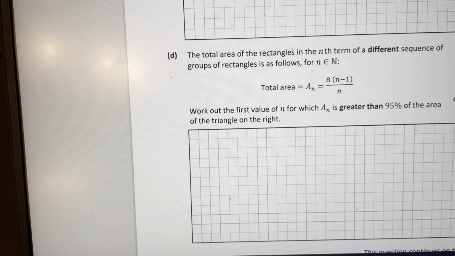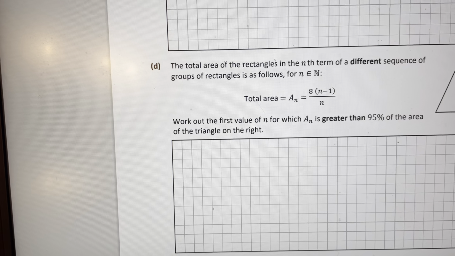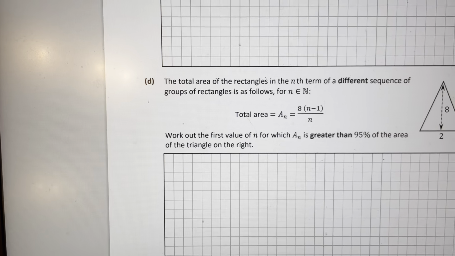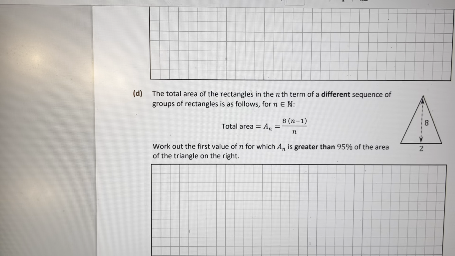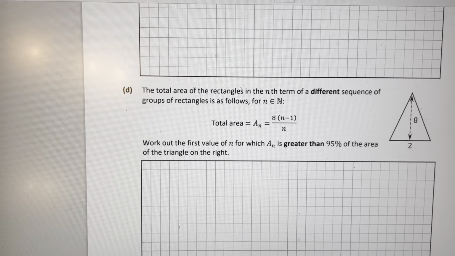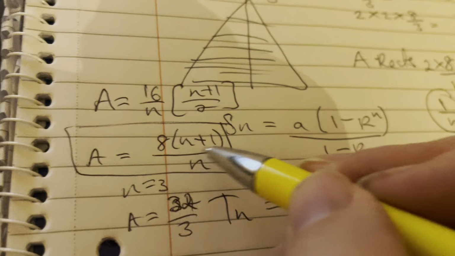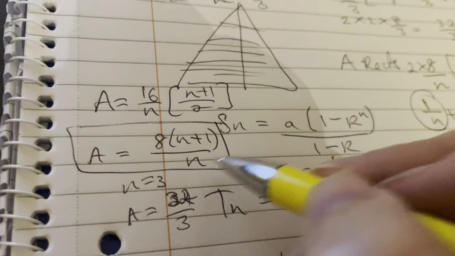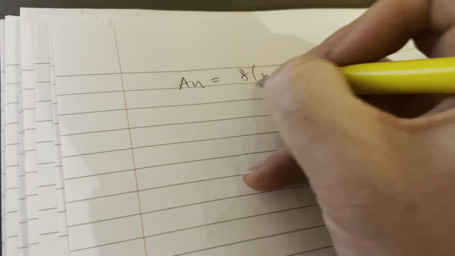Total area of a rectangle for the n-th term of the different sequence of triangles is equal to this. So it's not the same as what I've got. Yeah, (n plus 1) over n, it's pretty much the same. Okay, so he's kind of given the answer there. Total area A of n is equal to 8 into (n minus 1) over n.